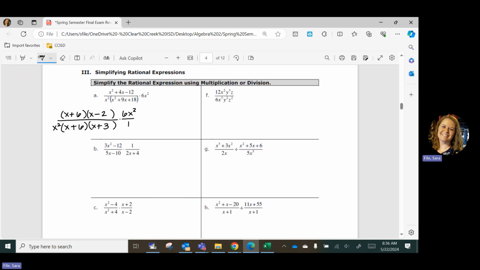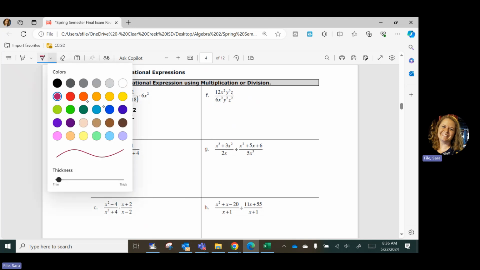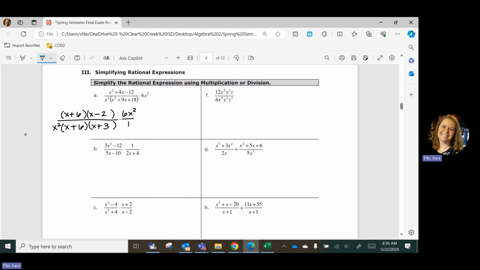So now I've got everything factored, and I can reduce common factors from the numerator and denominator. First of all, I see that x plus 6 gets to reduce. I see x squared here, so x squared in the denominator and up here in the numerator. Okay, and that's all I see. That's going to leave me with 6 times x minus 2 over x plus 3. And that's as much as I can reduce it.